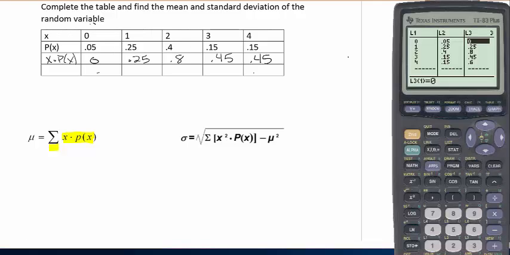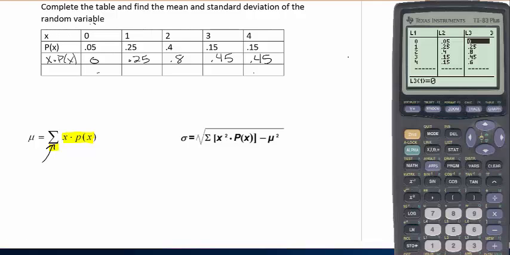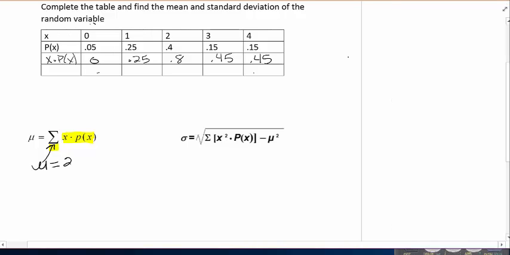Now we take a look at the formula again, and the formula says to add up those values. I want the graphing calculator to add for me the values in list 3. So I have to quit. Then I want to perform an operation on list 3. So second list, it's right above the stat. I want to perform a math operation. So I go to math, sum, enter, and I want to sum list 3, and I get 2.1. So the mean is 2.1.